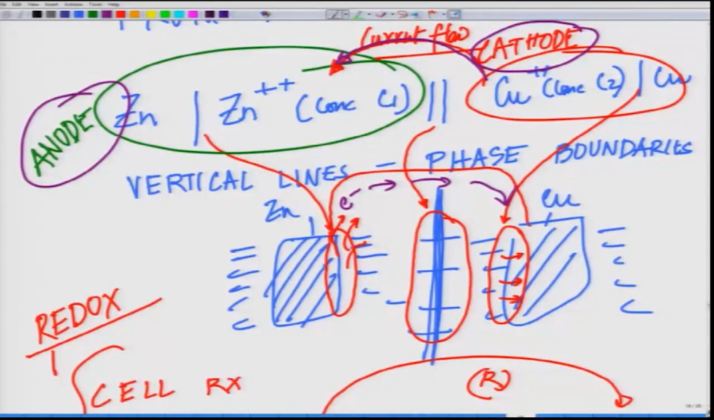I will close here, and in the next class we will talk about what reversible and irreversible cells are and how we measure this whole thing.